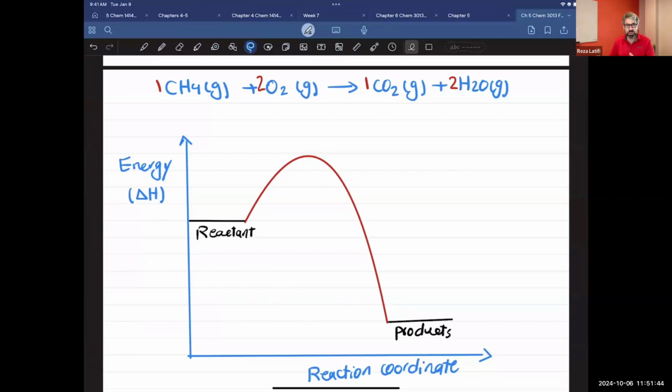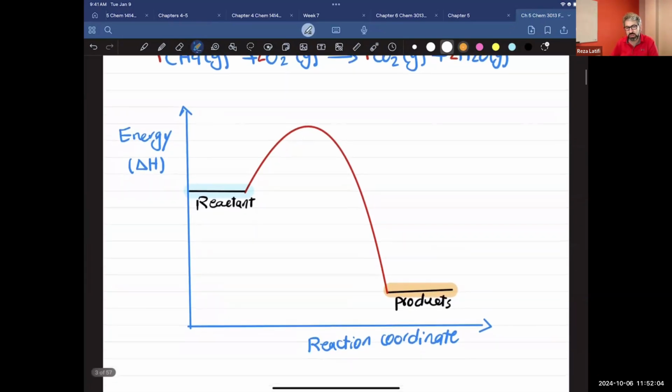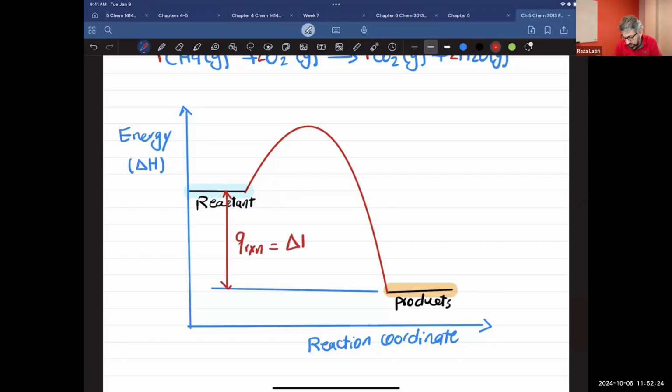The first one that we have is methane. We know if we burn methane, we get CO2 and H2O. That's a combustion reaction. I want you to highlight the position of reactant and product. The reactant is sitting at a higher level than the product, so the product is sitting at a lower level of energy. We have energy versus reaction coordinate. If I measure the gap between reactant and product, I get this. I'm going to call it Q of the reaction, or delta H of the reaction.